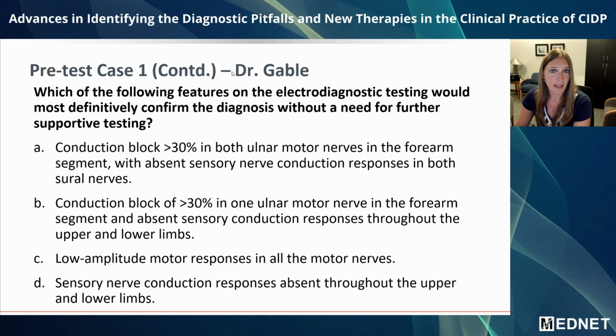So here we have A, conduction block greater than 30% in both ulnar motor nerves in the forearm segment, with absent sensory nerve conduction responses in both sural nerves. Or B, conduction block of 30% in only one ulnar motor nerve in the forearm segment and absent sensory conduction responses throughout the upper and lower limbs. C, low amplitude motor responses in all the motor nerves. Or D, sensory nerve conduction responses absent throughout the upper and lower limbs.